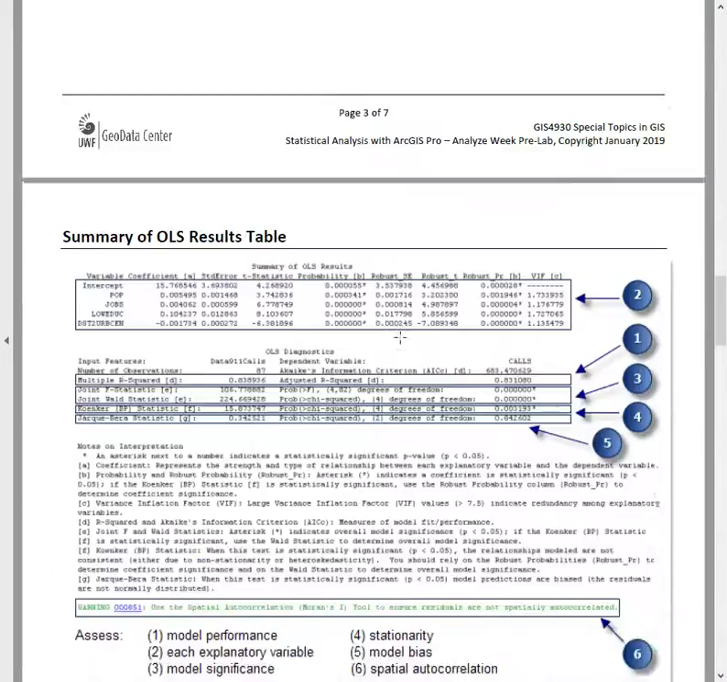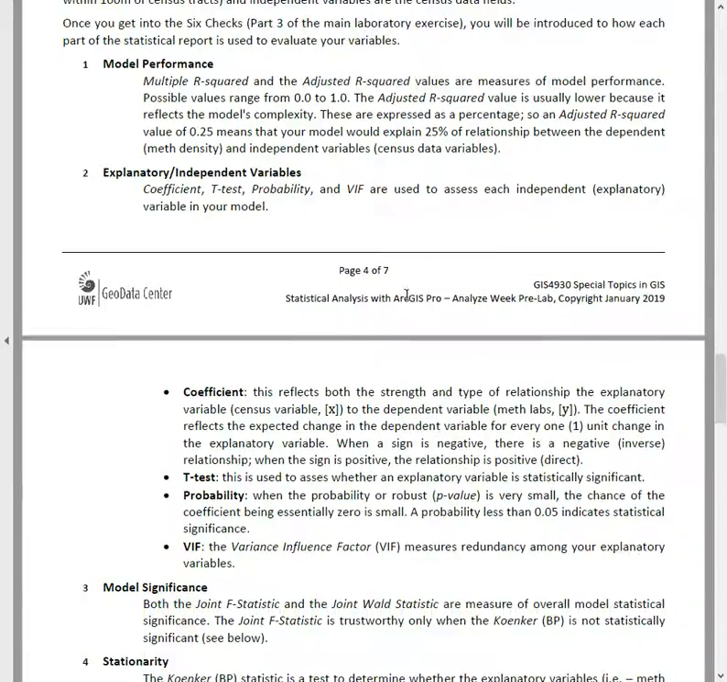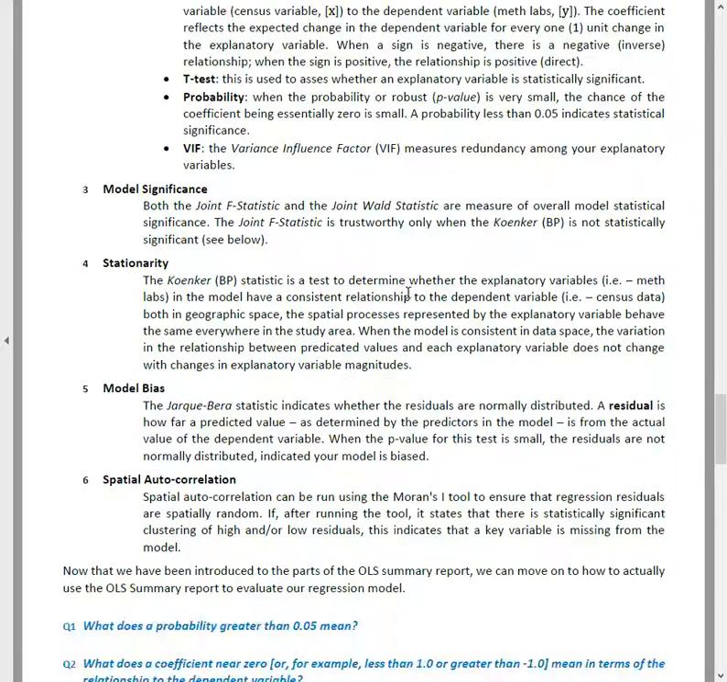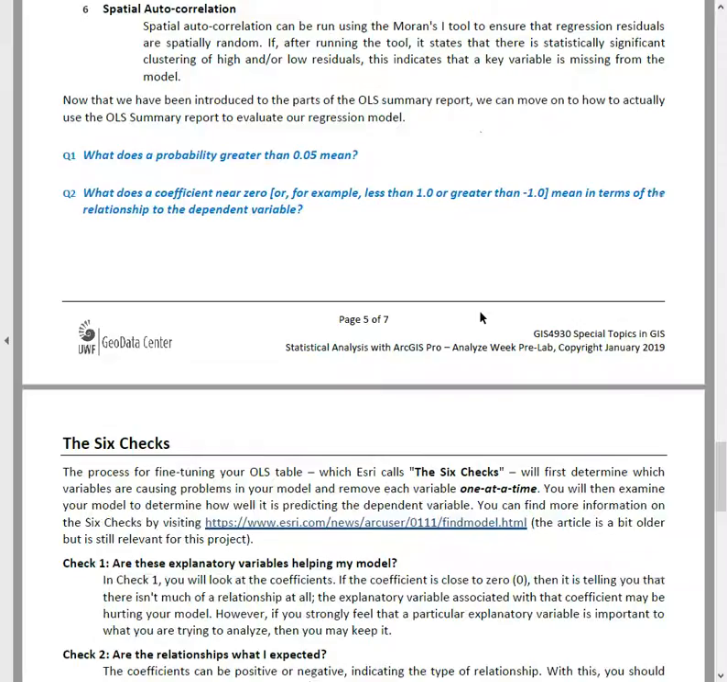Take a quick look at the summary of the OLS results table you will be seeing in the Analyze Week lab. The image has a bunch of areas highlighted by numbers. Make sure to read through this section to get an idea of what these things mean. So read through this whole section about model performance, explanatory independent variables, model significance, stationarity, model bias, and spatial autocorrelation. We will review this in a later video, but you need to understand what these values are and why they are important to consider in the 6 checks.